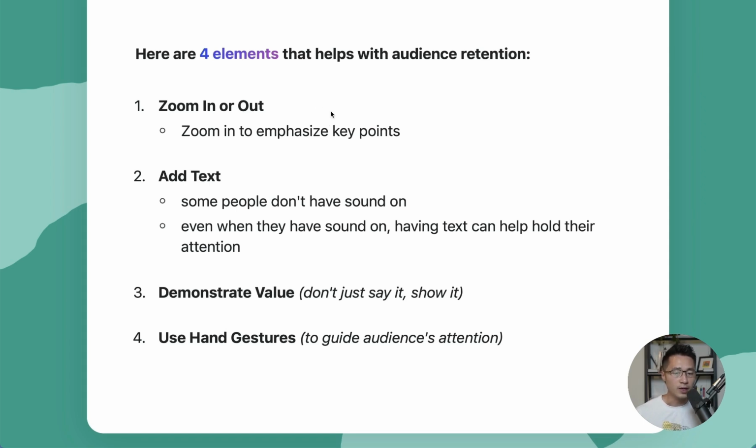So you can zoom in to emphasize certain key points or to make sure that the product you're promoting is in frame. And next one is you could add text. So we definitely saw this in some of the TikTok examples that we saw, because some people don't have sound on when they're watching TikToks. And even when they do have sound on, having text on screen can help hold their attention easier.